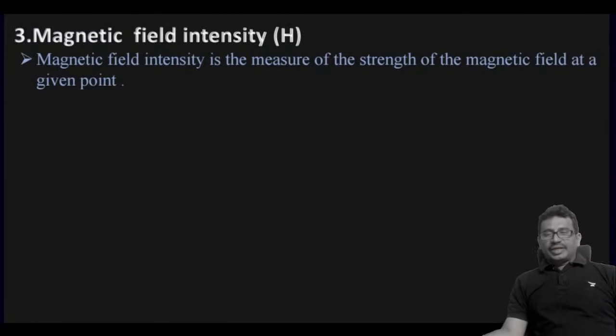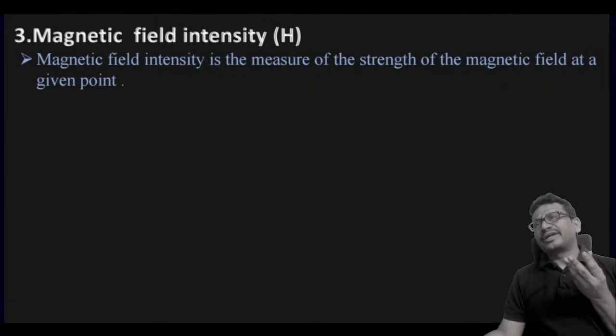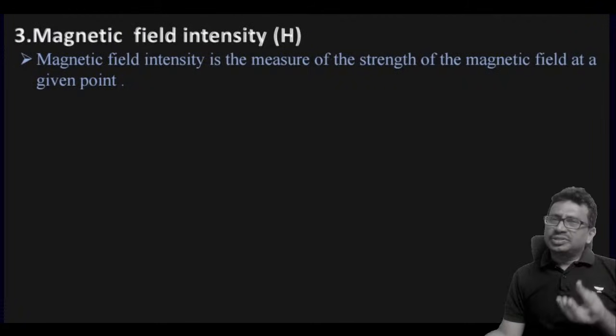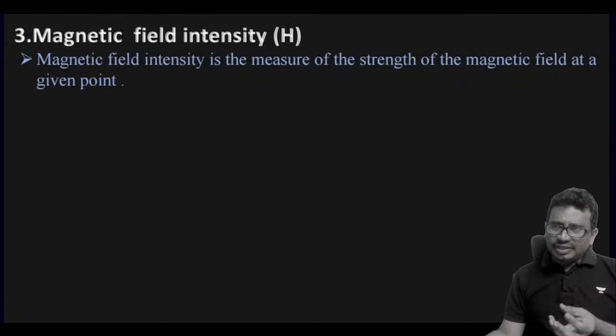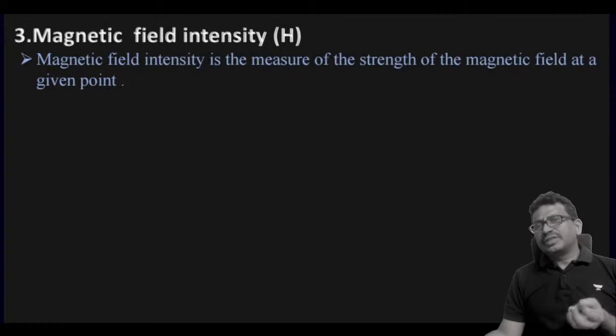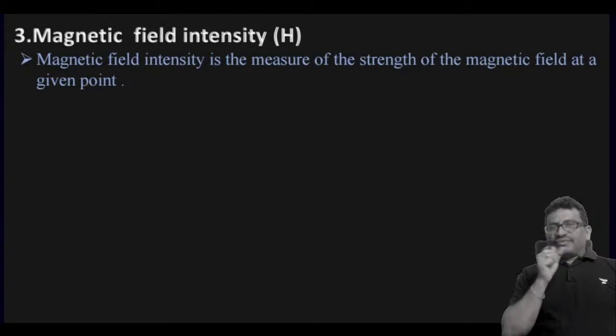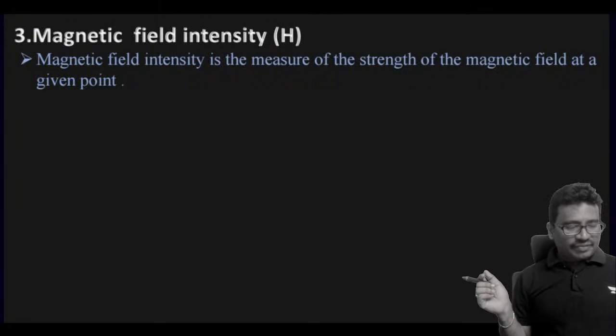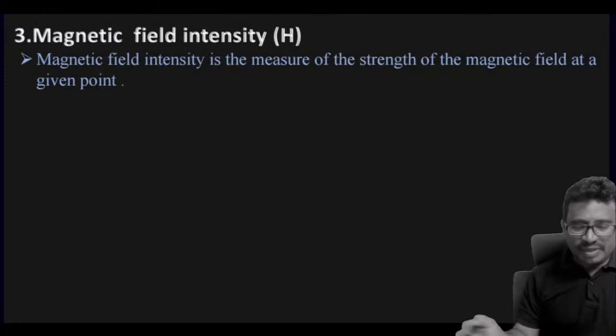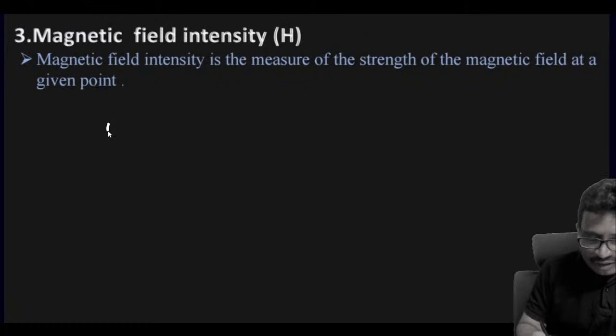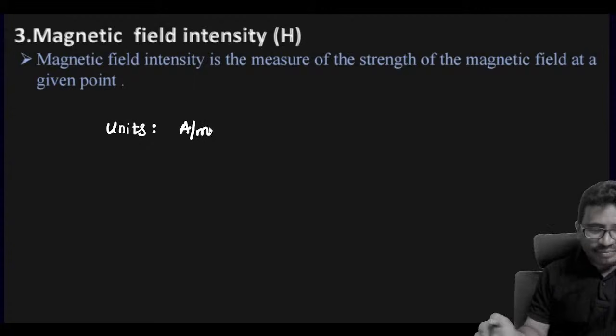Next, magnetic field intensity. Like we have used the electric field intensity to measure the strength of the electric field, similarly, to measure the strength of the magnetic field, we use magnetic field intensity. The units of magnetic field intensity are amperes per meter.